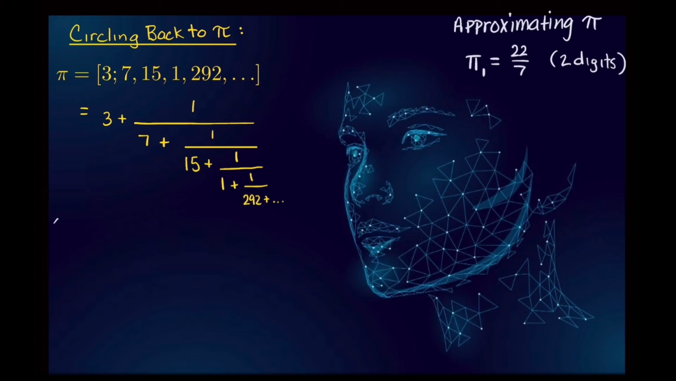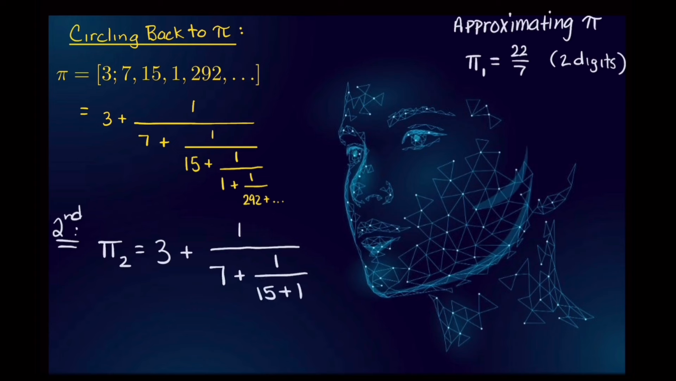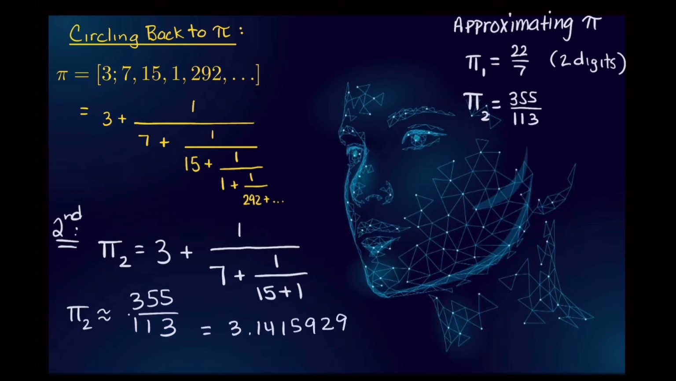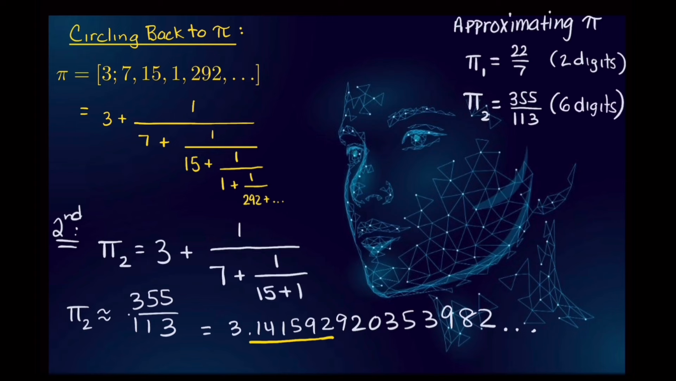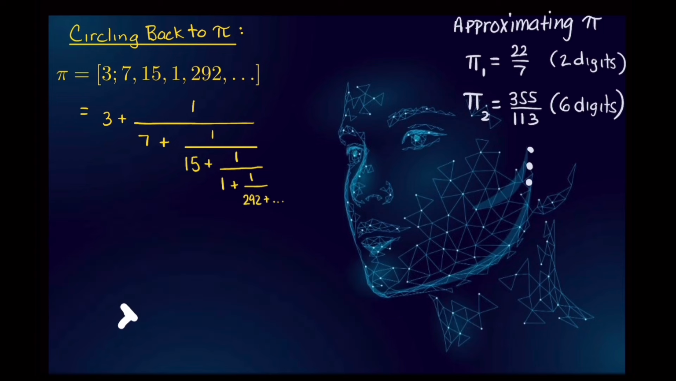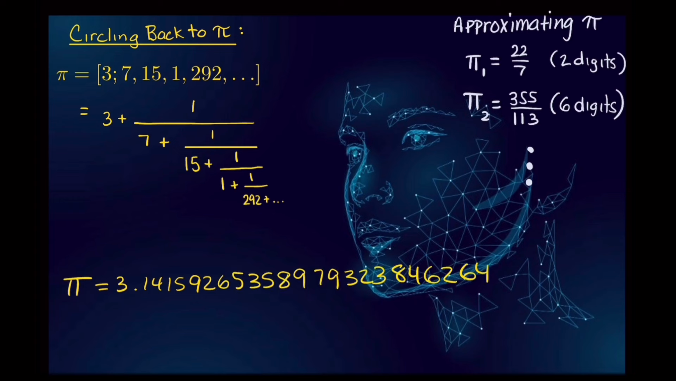Now we'll make a second approximation, and here we'll use a few more fractions: 3 plus 1 over 7 plus 1 over 15 plus 1 over 1. That'll give us 355 over 113. As a decimal value, we get this, which is correct to, well, six decimal places. So a second approximation gives us six digits, and we can continue this process to get better and better approximations for pi, this truly beautiful but irrational number.